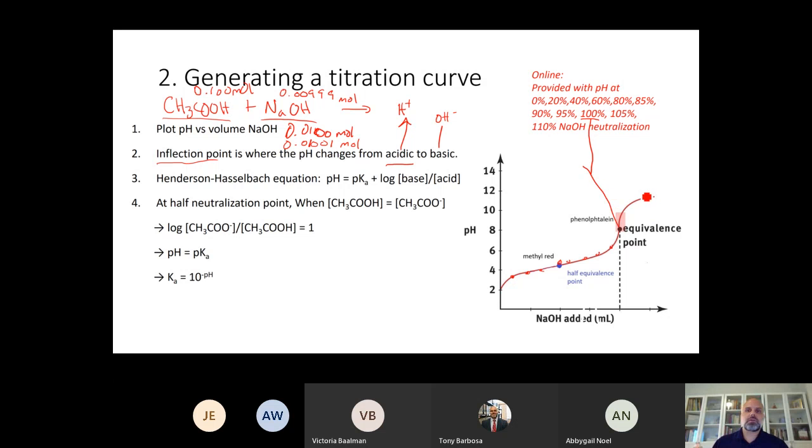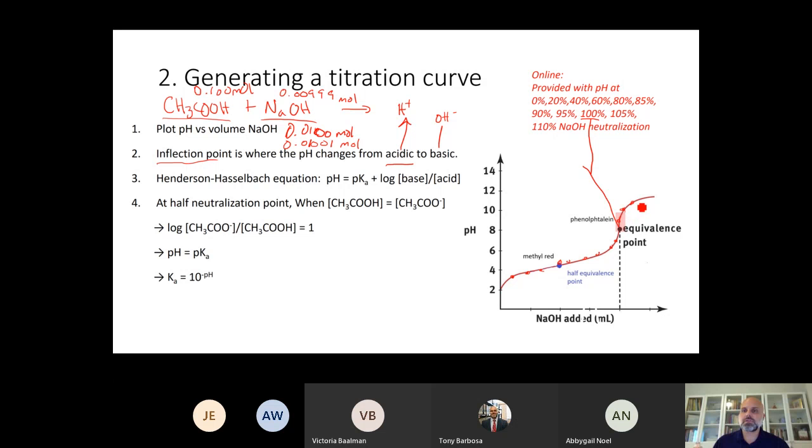That's 100% of our sodium hydroxide, when the sodium hydroxide is equal to the quantity of acetic acid. So what we can do from there is use that data, at each of these points, at 0%, 20%, 40%, 60, 80, 85, 90, 95, 100, 105, 110% sodium hydroxide being added, we will take measurements. And what we're doing is we're creating this titration curve, right?